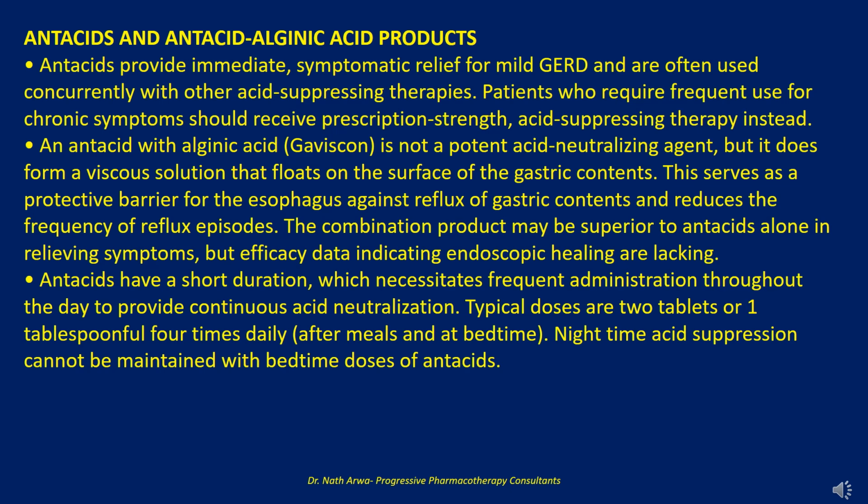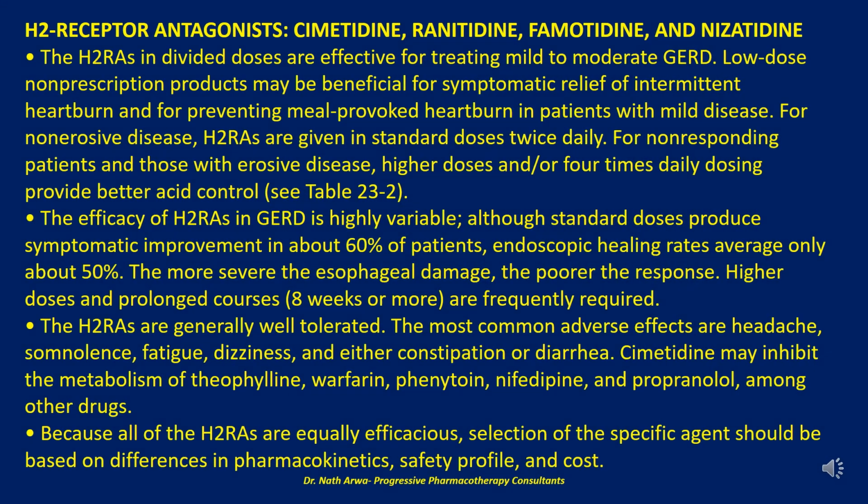Typical doses are 2 tablets or 1 tablespoonful 4 times daily, after meals and at bedtime. Nighttime acid suppression cannot be maintained with bedtime doses of antacids. Let's now discuss H2 receptor antagonists: cimetidine, ranitidine, famotidine, and nizatidine.